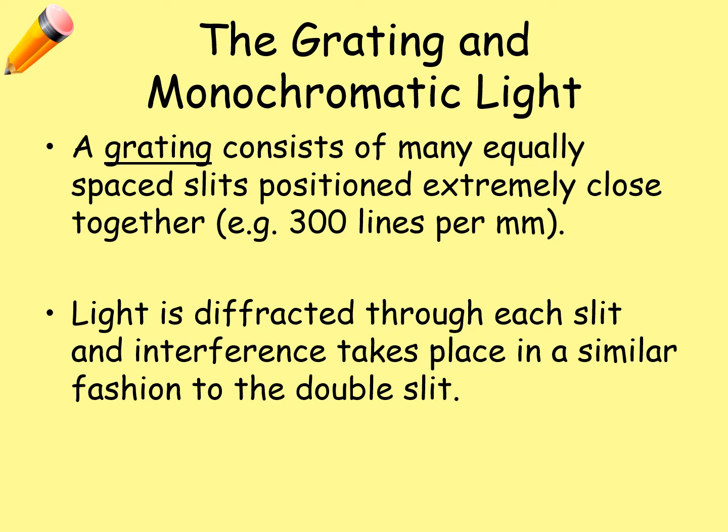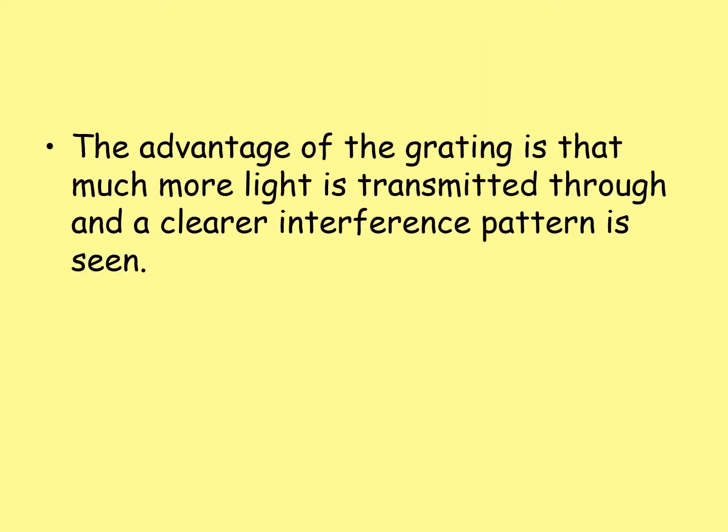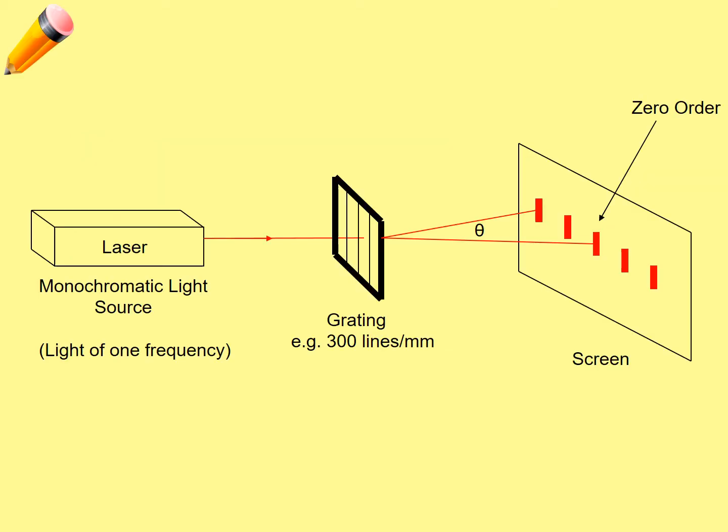Monochromatic light needs to be used because if a white light source is used through a diffraction grating, each frequency of the light would diffract by a slightly different amount and a spectrum would be produced. The advantage of using a grating is that much more light is transmitted through and therefore a clearer interference pattern is seen. Here is a typical setup for a diffraction grating experiment.